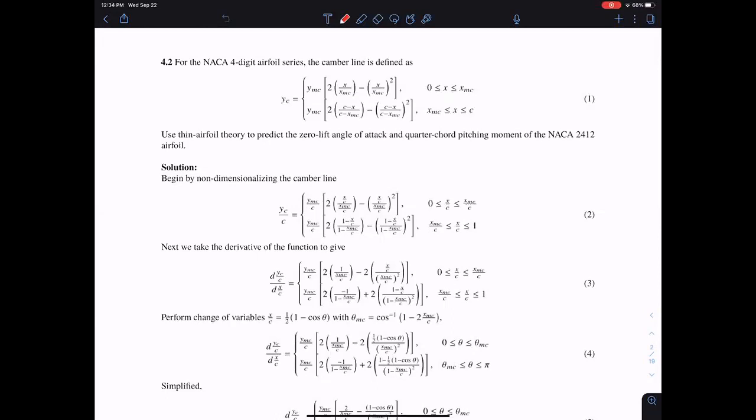Thin airfoil theory is just one of our theories. It's just a way to predict the lift and the pitching moment on an airfoil. And this was developed 100 years ago.